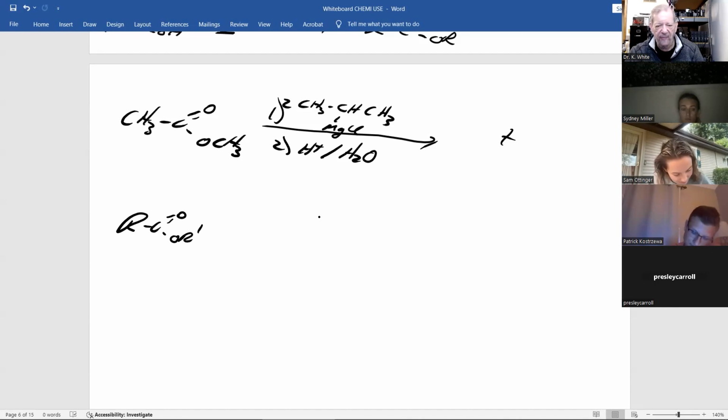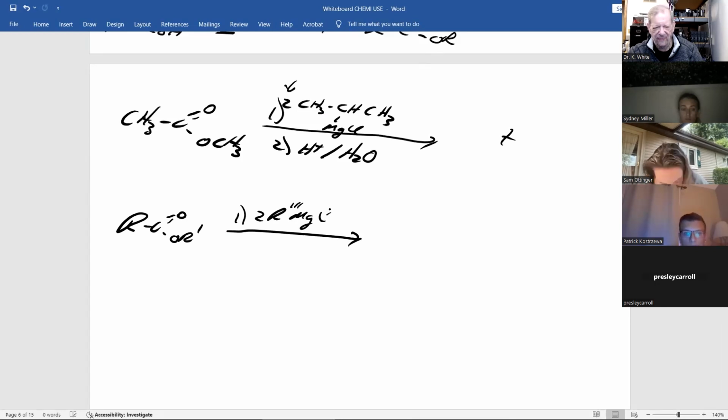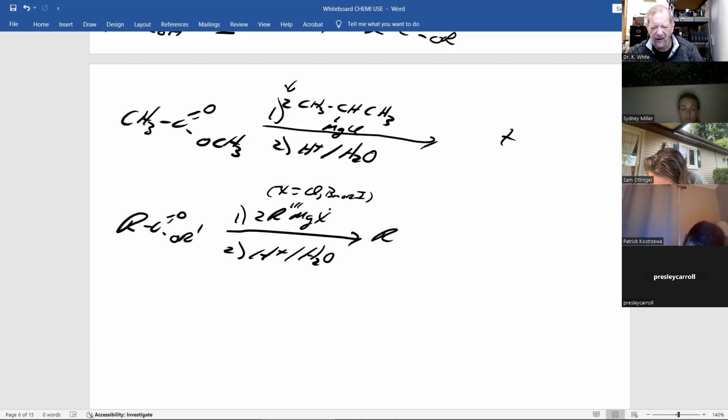Then the first step, magnesium chloride, that's a Grignard, and there are two of them right here. At my level, we don't even put the two there because organic chemists don't like balancing equations, but I will do that. Remember, X can be chlorine, bromine, or iodine, any of those halogens. Second step, acid, H plus, and water. And what do you get? Two alcohols.